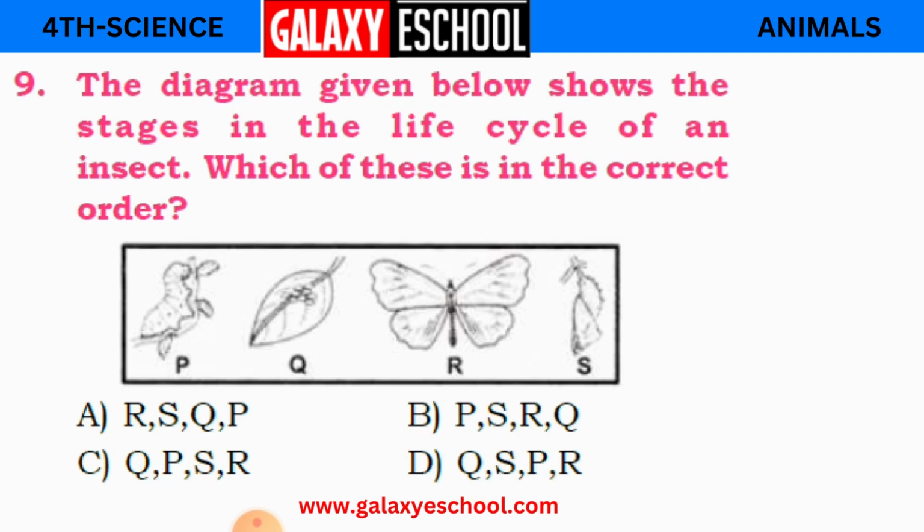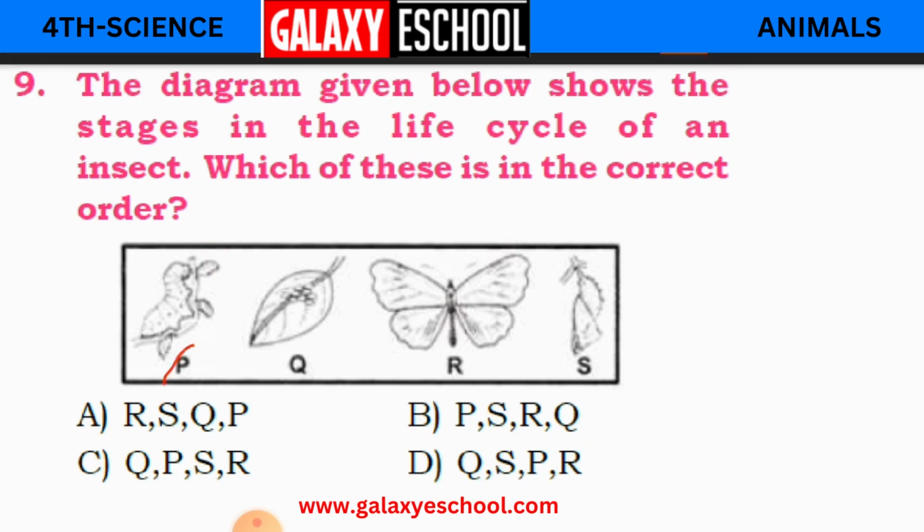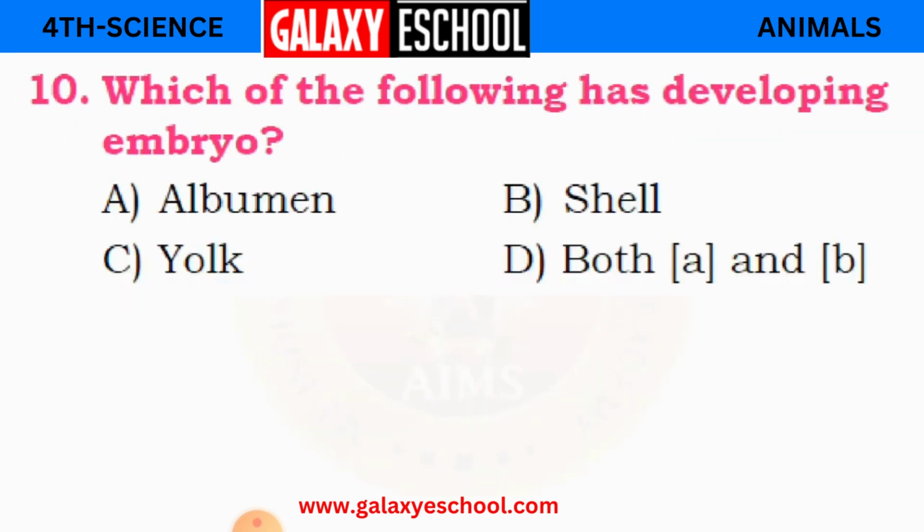So here, children, this P is of larva stage. Then this is the second stage. If you see, Q is of eggs, that is the first stage. R is the adult butterfly, the final stage. We'll mark it as the fourth stage. S is of pupa, that is the third stage. So what will be our correct answer? Q, P, S, R. So that is why C option is the correct one. Clear, children? Now, the 10th question.